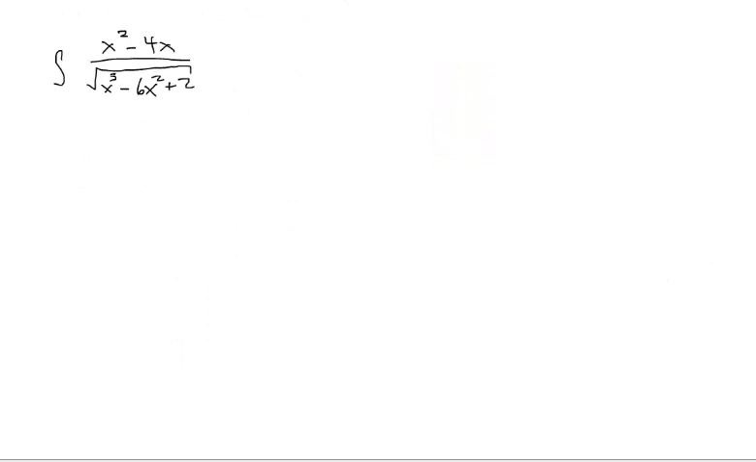In our next example, we have the integral of (x squared minus 4x) divided by the square root of (x cubed minus 6x squared plus 2) dx. And just like the last problem, we have two different polynomial pieces, so I'm going to look at the one with the higher degree. So I'm going to make u equal to x cubed minus 6x squared plus 2. And we're going to take the derivative, so du is equal to (3x squared minus 12x) dx.